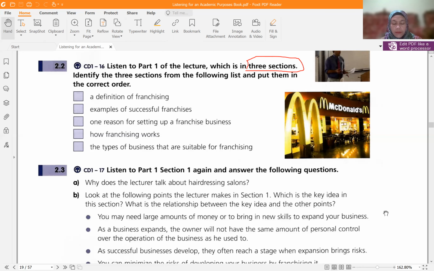This package would include things like training, consultancy arrangements, possibly supplies, marketing on a national scale, etc., etc. Section 3.